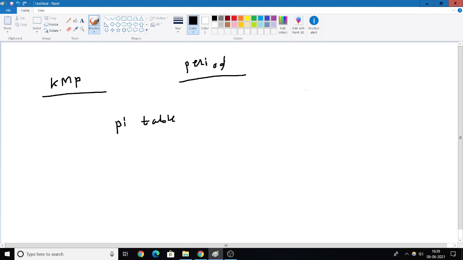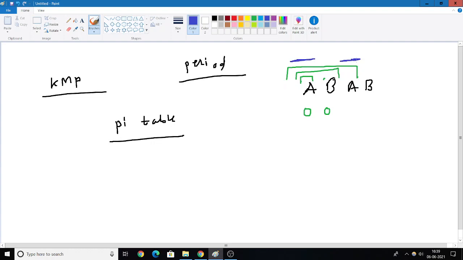Like for example, let's consider the string ABAB. So what would be the pi table? The pi table basically tells you the longest prefix which is also a suffix up to a certain point. For the first character, there is no prefix or suffix, so length is 0. If we consider AB, then the answer is also 0. If we consider ABA, then the longest prefix which is also a suffix is A. We have A in the prefix and A in the suffix, so we get a 1 here.